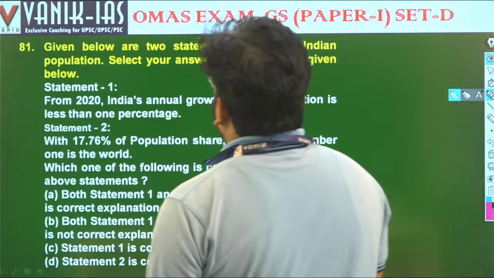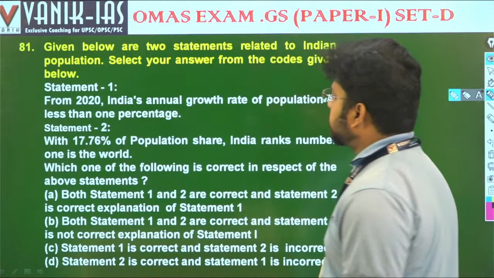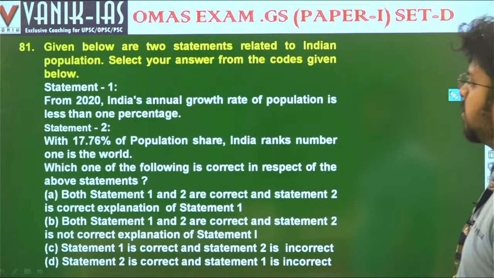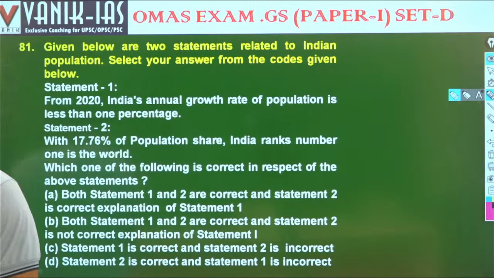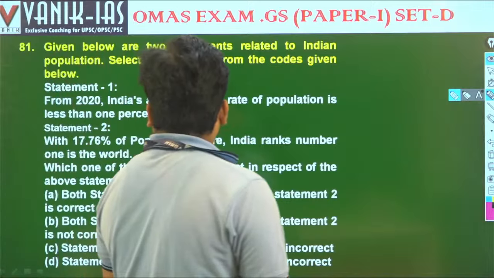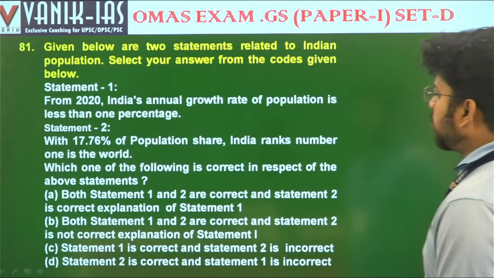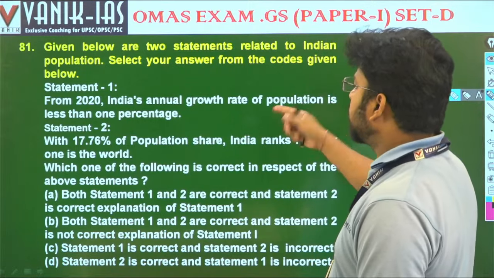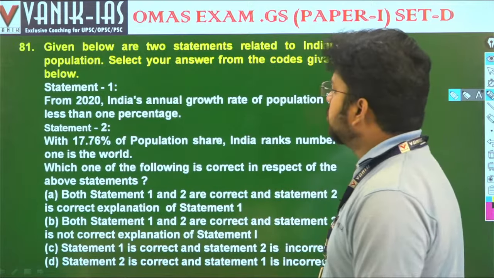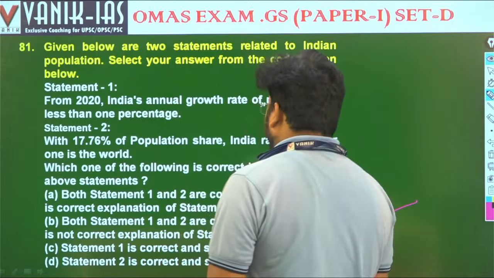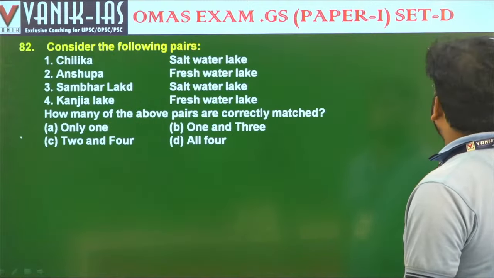Given below are two statements related to the Indian population. Select the answer from the codes given below. In 2020, India's annual growth rate of population is less than 1%. Second, with a 17% share of the world population, India ranks number one in the world. This cannot be the reason. Both statements are correct, but our share in the world population cannot determine our population growth rate. So the second statement is not the correct explanation of statement one.